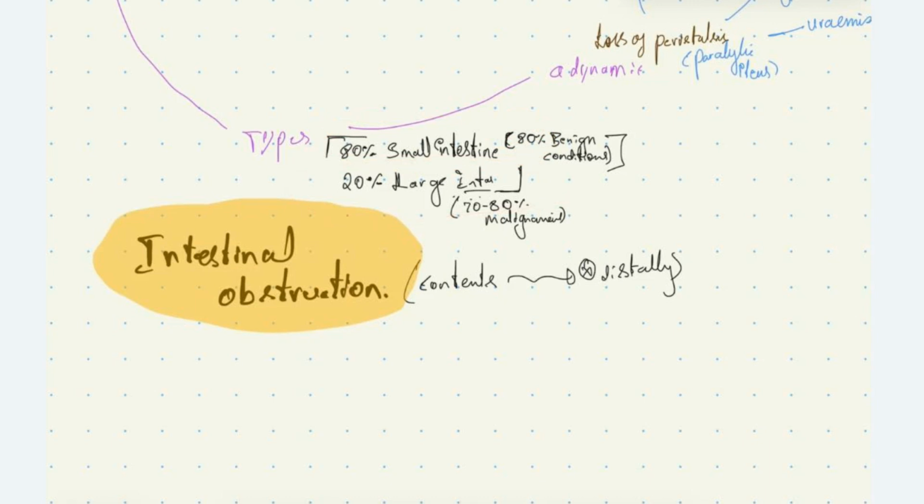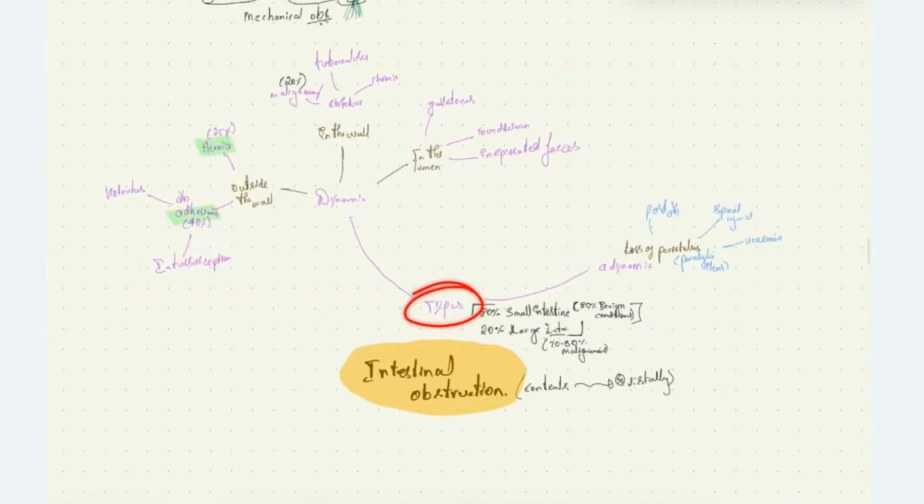In small intestinal obstruction, 80% of the time it is due to benign conditions like hernia or adhesions. In 70 to 80% of the times, large bowel obstruction will be due to malignancy. Now let's see the types of intestinal obstruction, that is dynamic and adynamic.